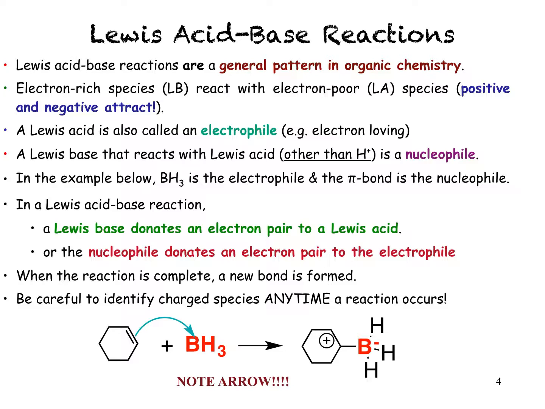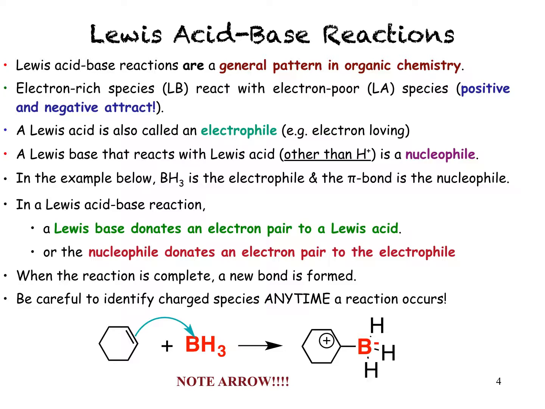BF3 is a common example of an electrophile, a Lewis acid electrophile, and so we show the reaction with water below. In this reaction, the Lewis acid accepts a pair of electrons from the Lewis base, and so we have an arrow indicating that a bond is being made. In this particular case, no bond is broken, and so we only have one pair of electrons because we only have a bond being made.